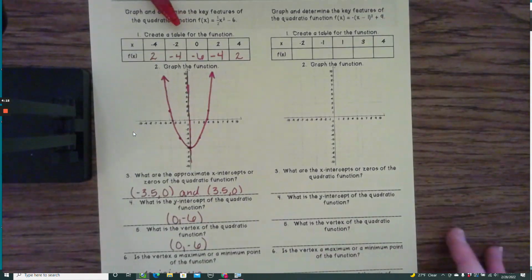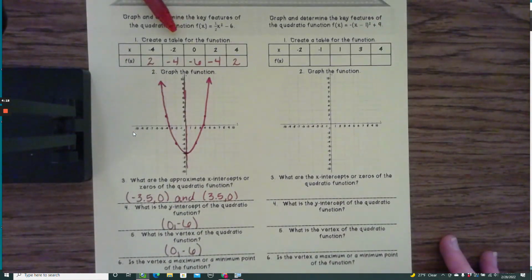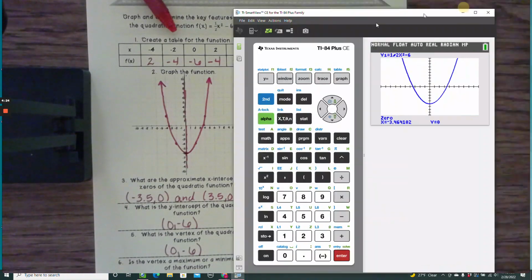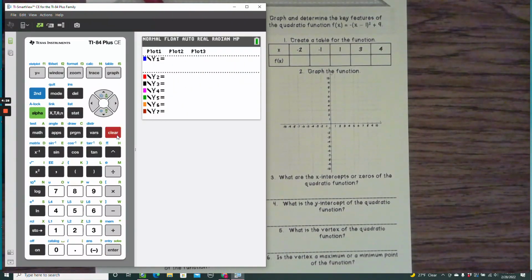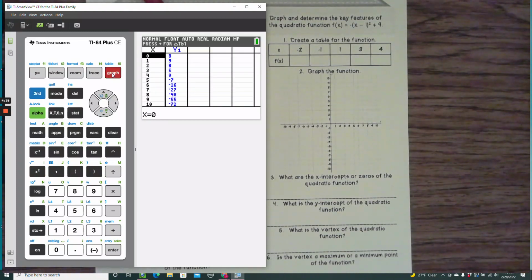All right, on the next one it says graph and determine the key features of the quadratic function f of x equals -(x minus 1) squared plus 9. So we're going to do the same thing. We're going to go to y equals and enter -(x minus 1) squared plus 9. And then I'm going to go to the table. So second graph brings me up to the table.